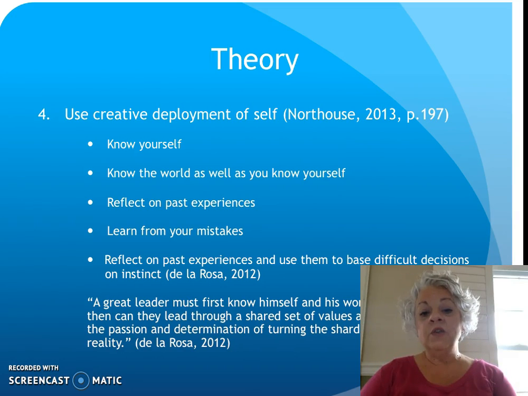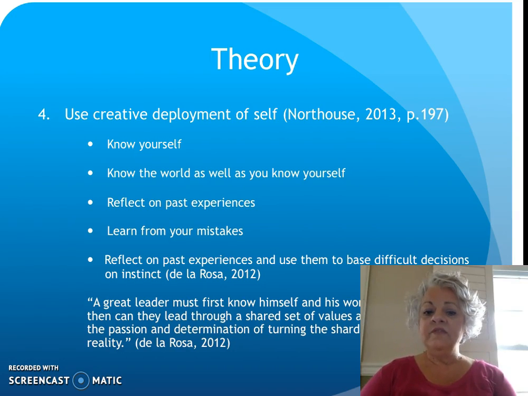Know the world as well as you know yourself. Know your environment. So many leaders just come in and start jumping in and saying, that's wrong, we're going to do this, we're going to do that. Really, what you have to do is learn the people. You have to learn the culture. You have to understand what's going on.